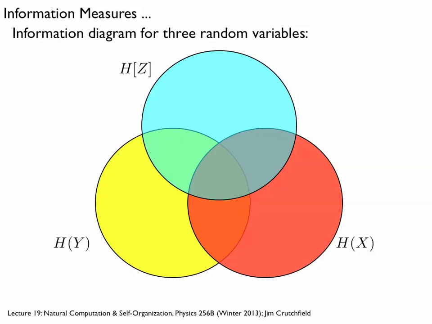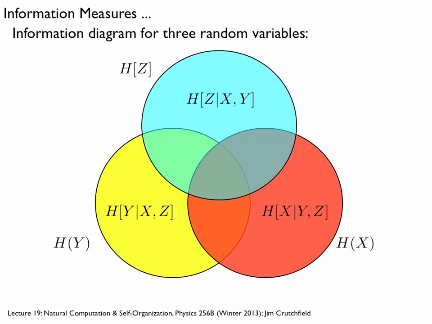Okay, so now you can kind of imagine, what's this up here? What would this blue scallop piece be? Well, that's H of z conditioned on x and conditioned on y. H of y conditioned on x and z, that's this piece here. Same thing for x.